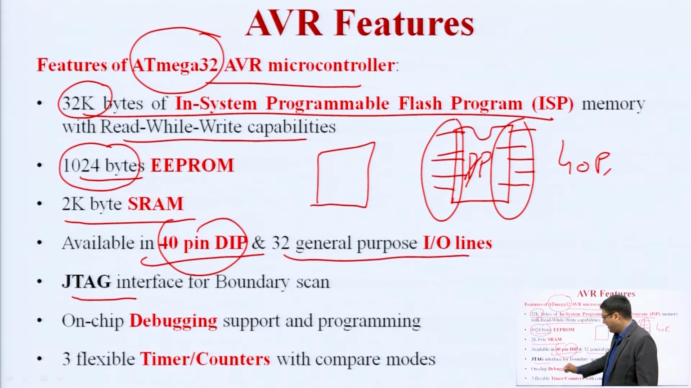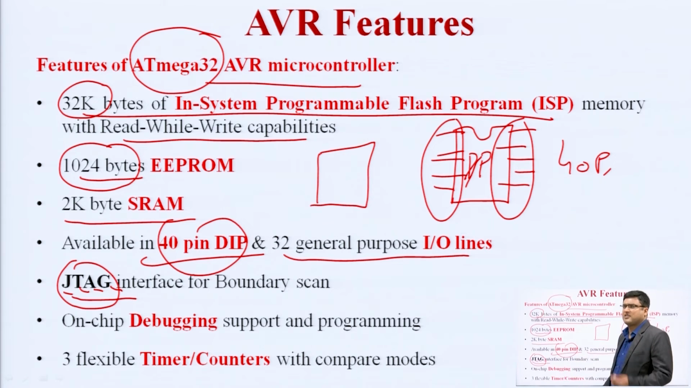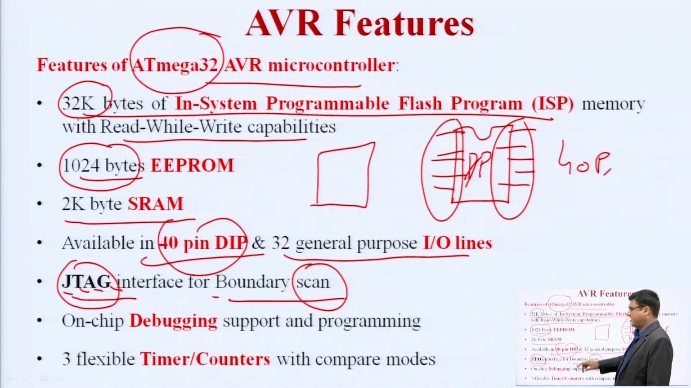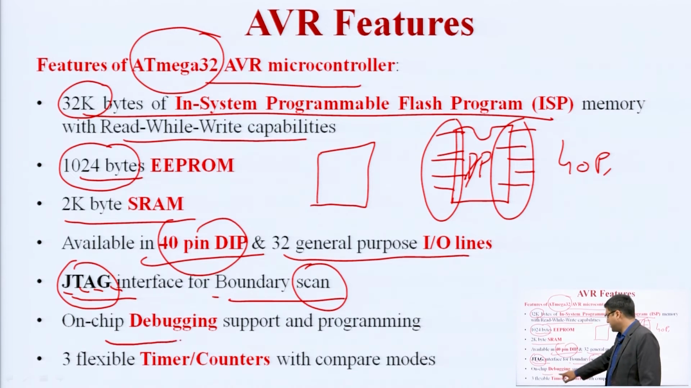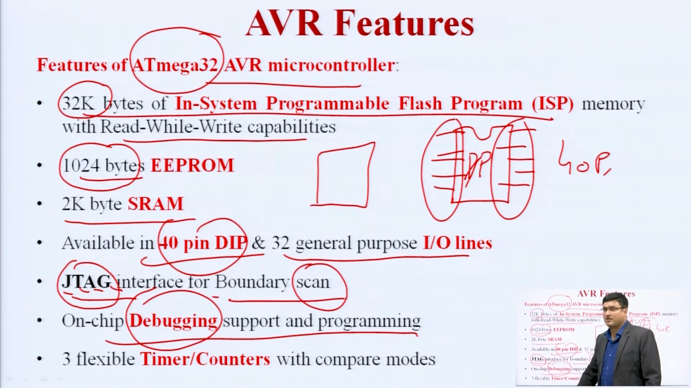JTAG is basically the Joint Test Action Group. If we are going to test or verify a circuit, we use JTAG. This is for boundary scan, meaning testing and verifying the circuit. It has on-chip debugging support and program debugging, which means if there are any bugs or errors in our system, they can be fixed by the debugging support.